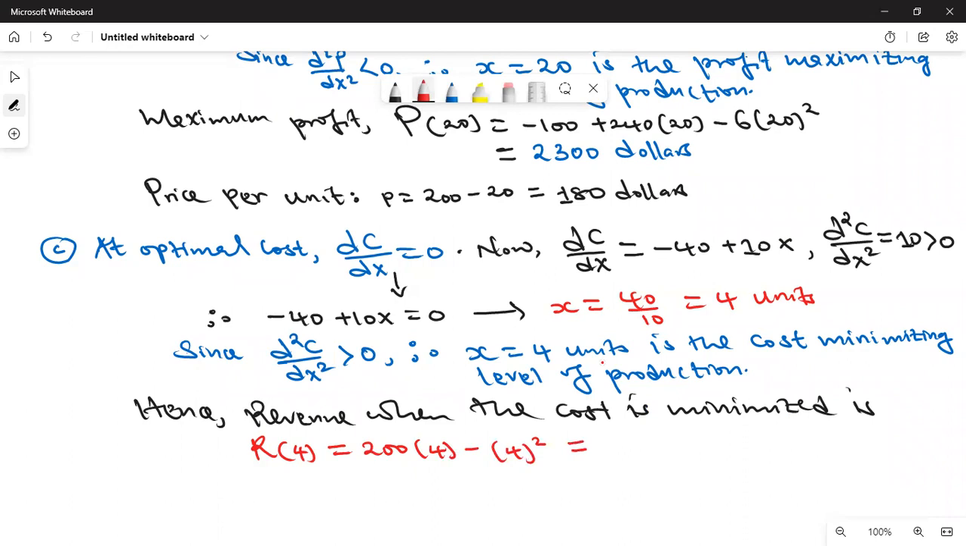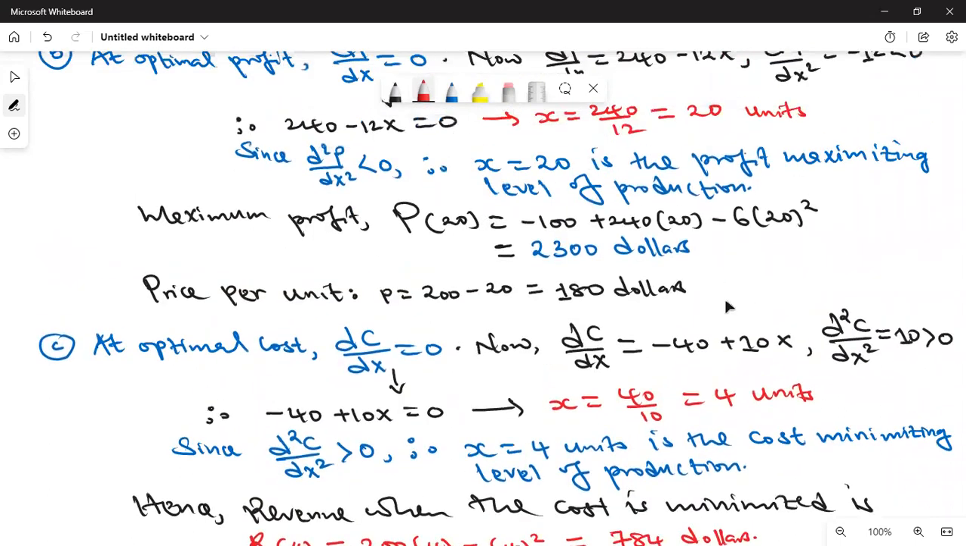And so this is the same as, let's work it out. That is 200 times 4 minus 4 squared, which is 16. And so you need to get 784. So this will give us 784. And this is again in dollars. So if you minimize the cost, then your revenue will be at $704. That is part C. Let's see the other part.